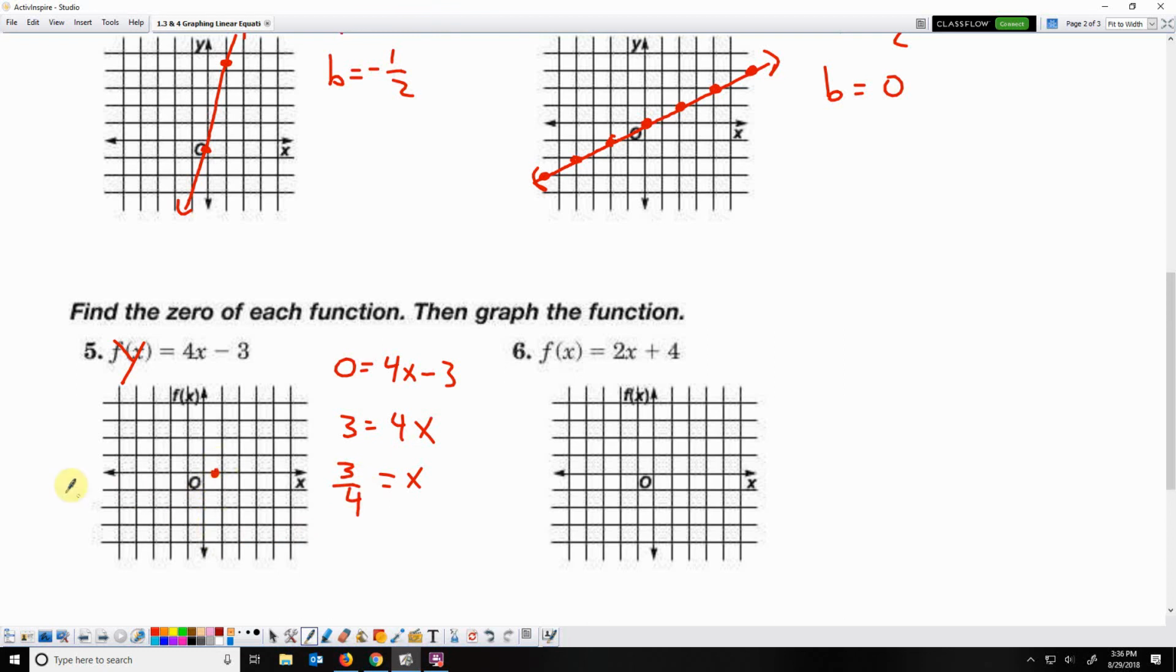That is a 0 of the graph. A 0 of the graph is anywhere that it intercepts the x-axis. Okay, so the y value is 0. From there, let's just follow the slope. The slope is 4, so 1, 2, 3, 4, and over 1. And we'll go down 4 and left 1.